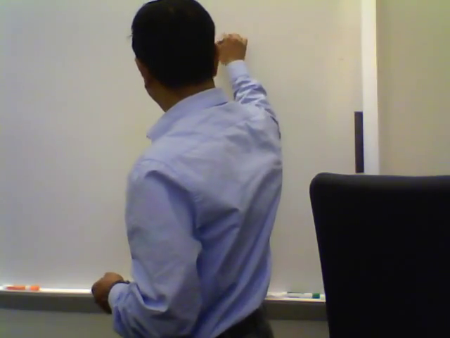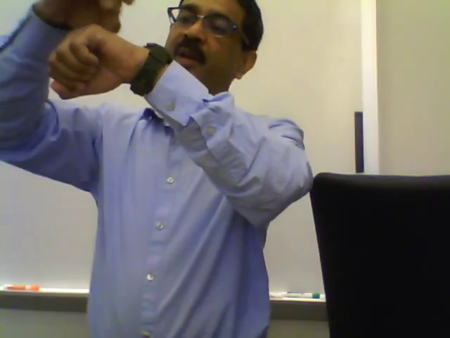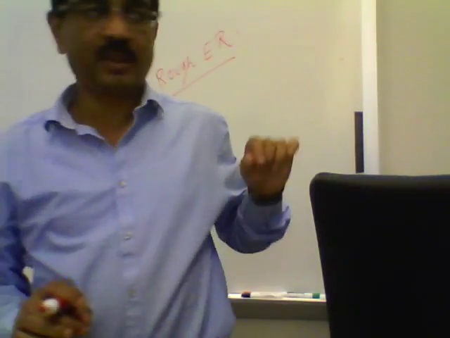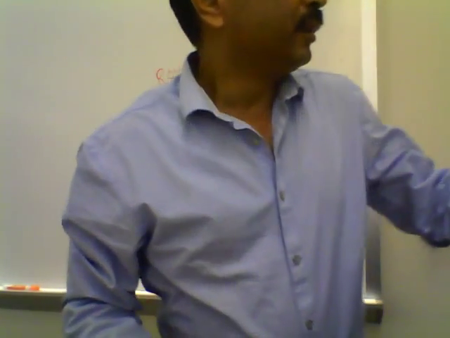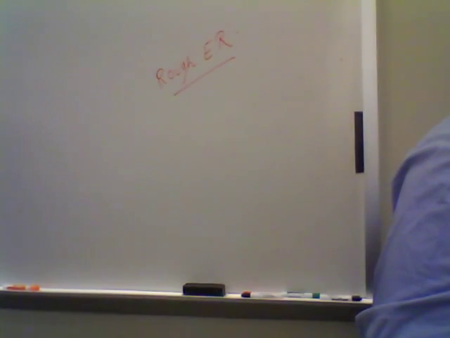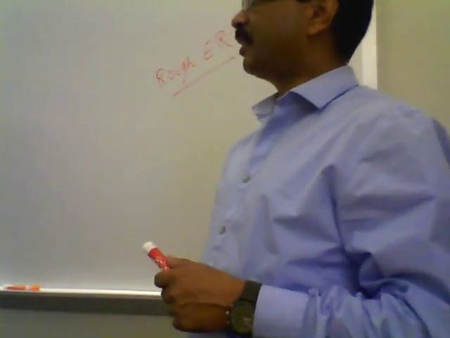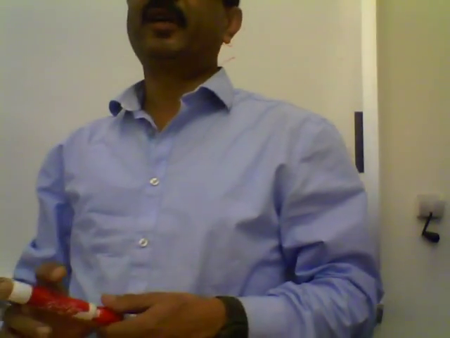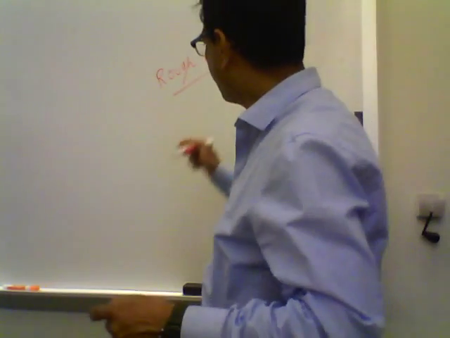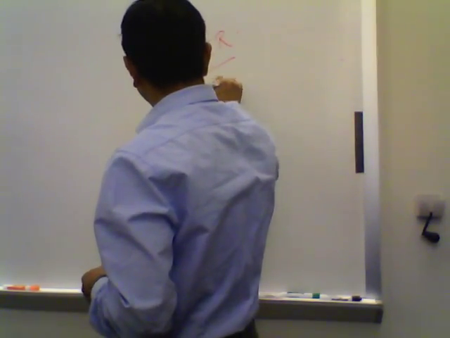Rough endoplasmic reticulum, because the surface has ribosomes attached on it. And another part you see here on the endoplasmic reticulum, no ribosomes are attached. So the surface is smooth. So these are called smooth endoplasmic reticulum. Okay, smooth here.